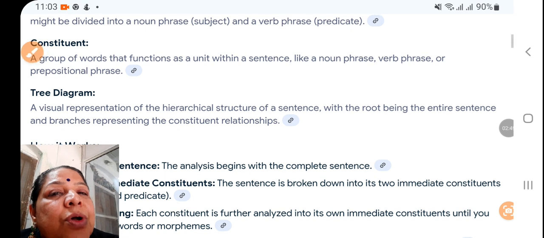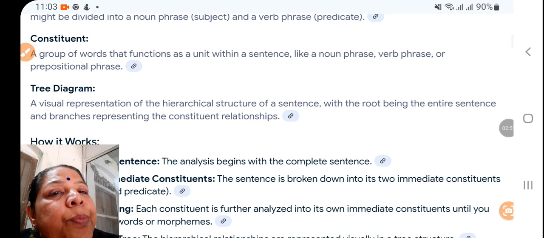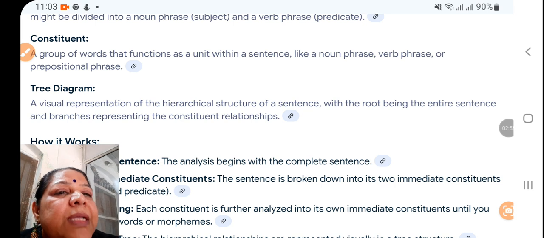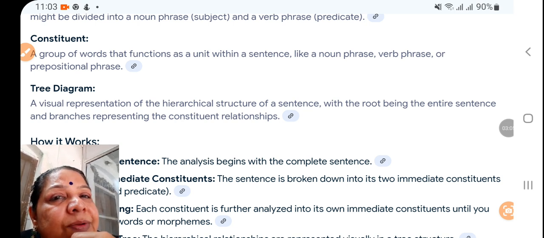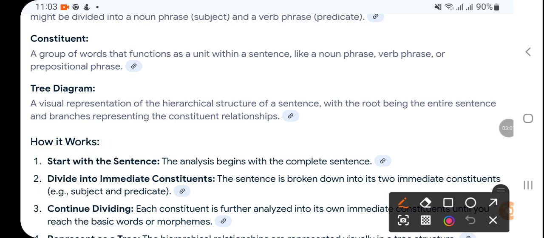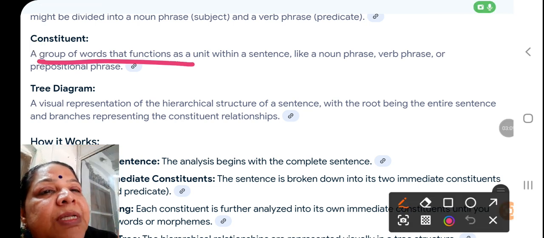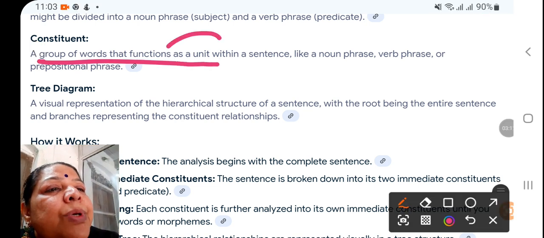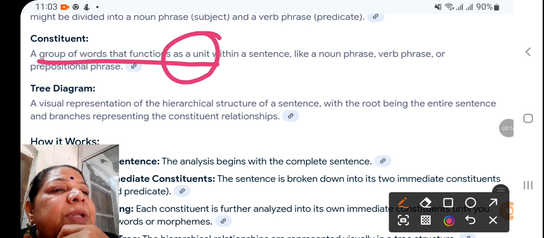Now, what is a constituent? A constituent is a group of words that functions as a unit within a sentence, like noun phrase, verb phrase, prepositional phrase, adjectival phrase, verbal phrase, right? These are the different phrases. So a group of words functions as a unit within a sentence, right?